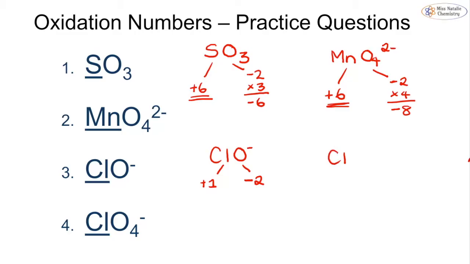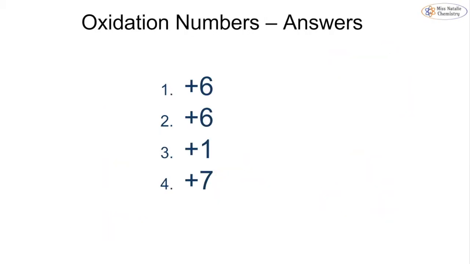And lastly, if I have ClO4-, again, my oxygen is -2. I have 4 of them, so my charge on the oxygens is -8. I want to go from -8 up to -1, so I need to have 7+ as my oxidation number for the chlorine here. So I should have +6, +6, +1, and +7. And you can see that's the answers that I get.